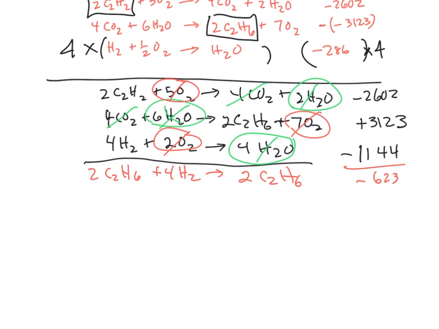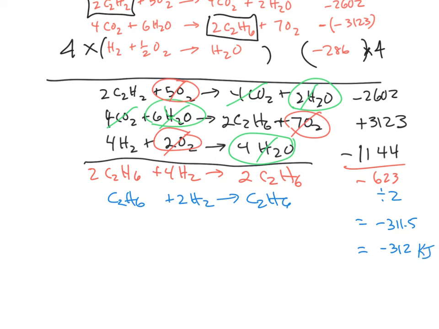And we're not finished yet. We have to divide everything by 2 in order to match what's in the box. So divide by 2. And then we have to divide this by 2 as well. So negative 623 divided by 2, negative 311.5, or we could say negative 312 kilojoules per mole of anything with a coefficient of 1. That is going to be delta H for the reaction.